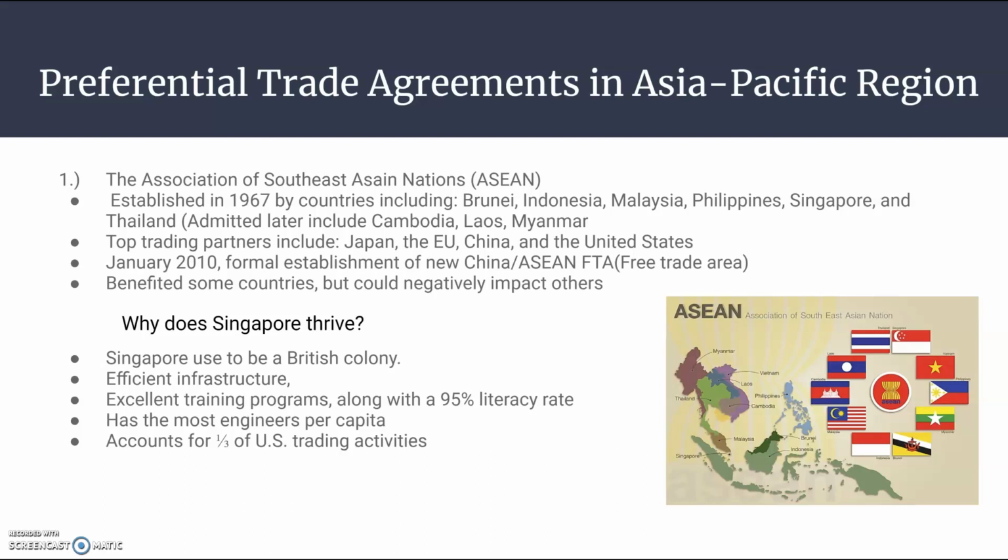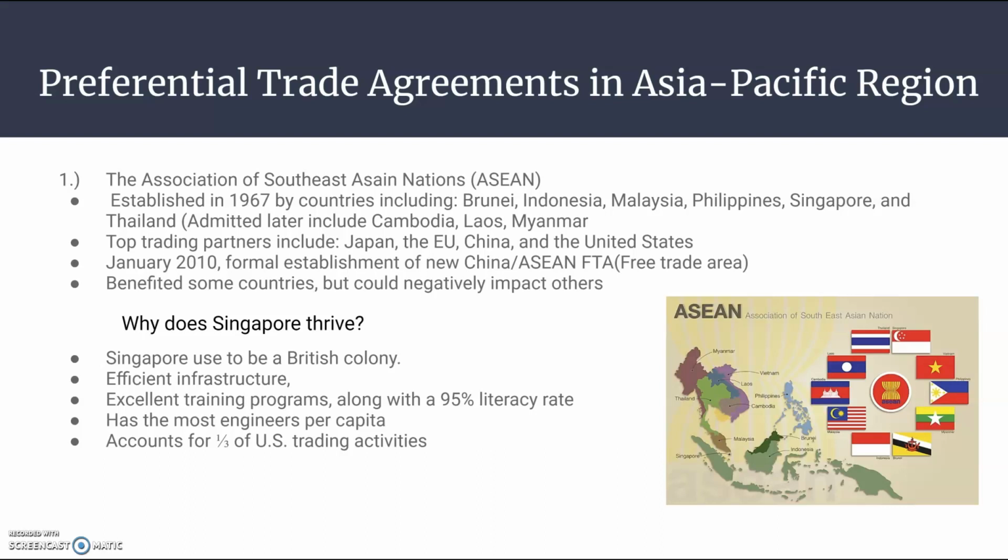In January 2010, the formal establishment of the ASEAN-China Free Trade Area was created, and this benefited some countries, but potentially could negatively impact others because of low wages and poor working conditions in developing countries like Vietnam, where a lot of people live in poverty.